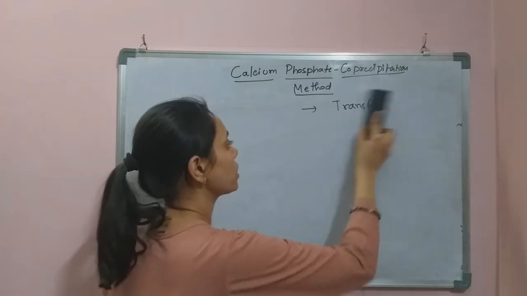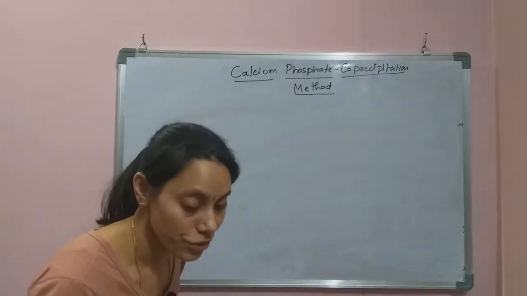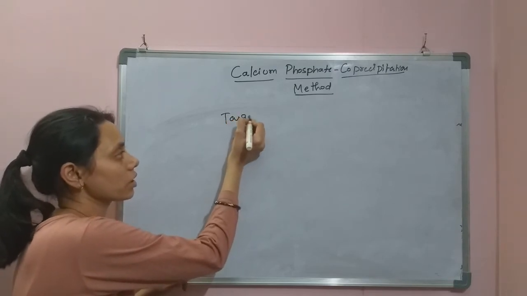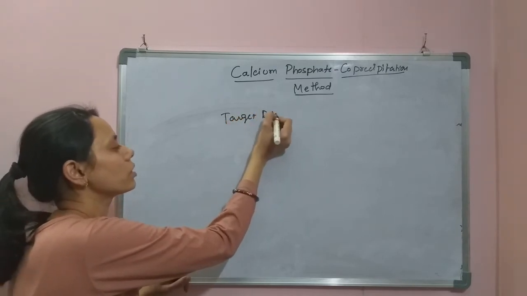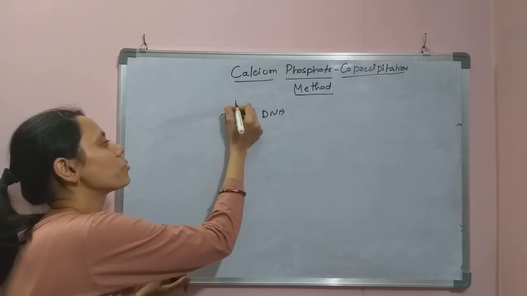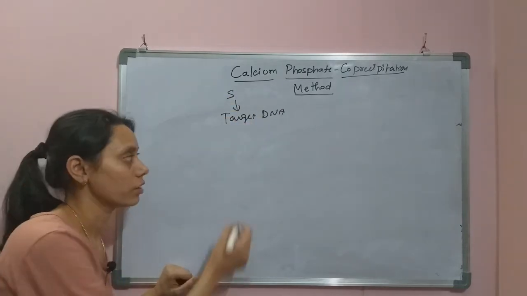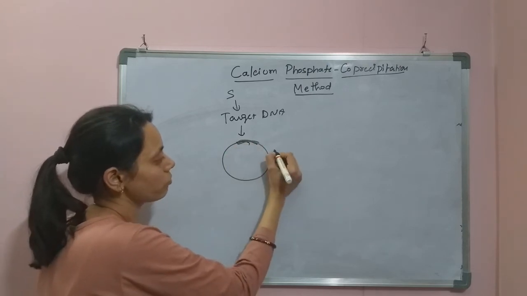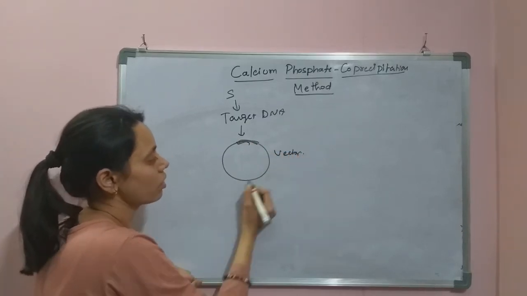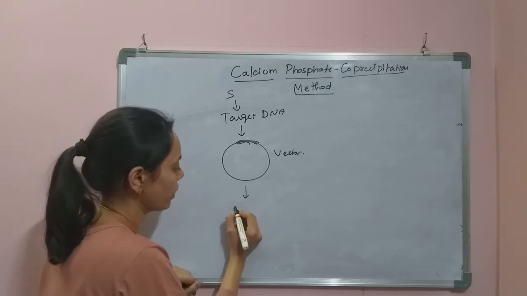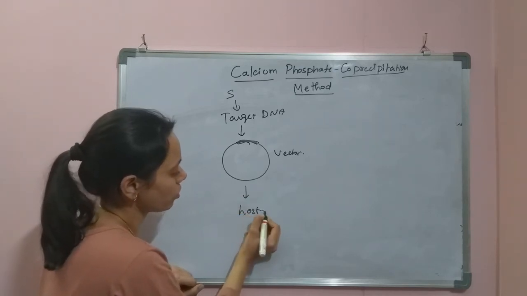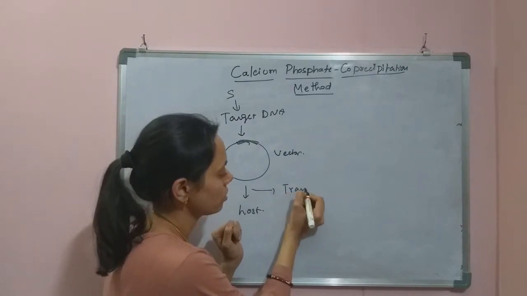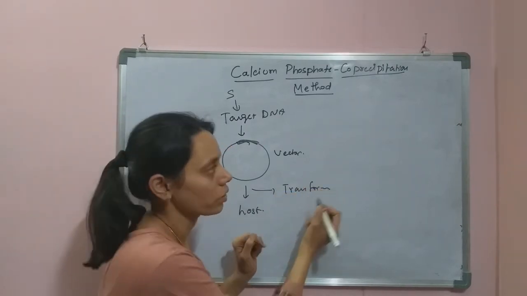So coming to the detailed process of this method, first, like any other process, we need to isolate the target DNA from the source organism and this target DNA will be inserted into a suitable vector, and this vector will be introduced into the host organism, and for this the transformation will be employed.